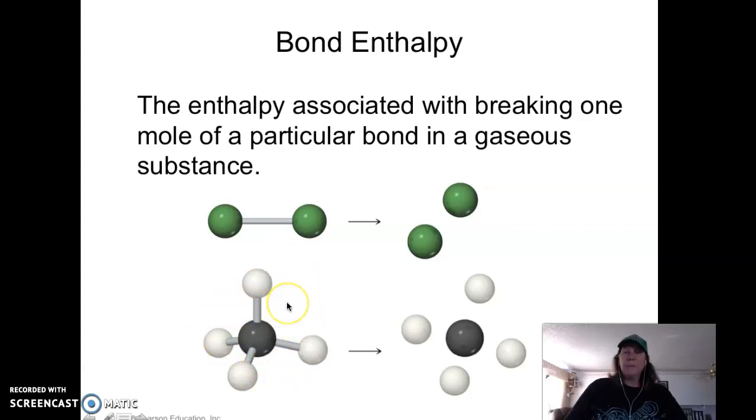So you have to look at how many bonds, and then you take that number and take the energy from the bonds of the reactants compared to the energy of the bonds of the products. When you subtract those two, if you get a negative number, you know it's exothermic. If you get a positive number, you know it's endothermic.